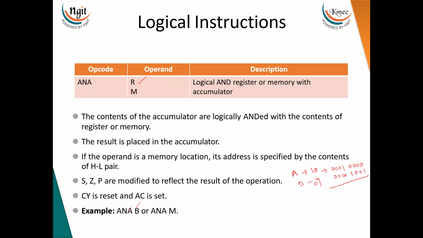Now for this, do the AND operation. If both 0 and 1, then what? 0 0 0 0. If both are 1, then only we will get the 1. Otherwise all are 0. Now this is the result. The result will be stored again in the accumulator. Now this is about the AND operation.